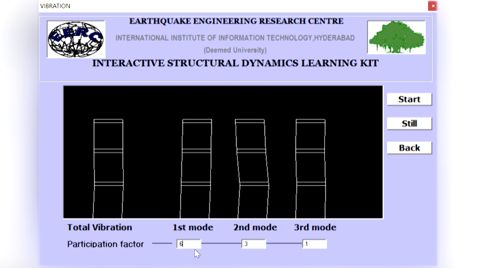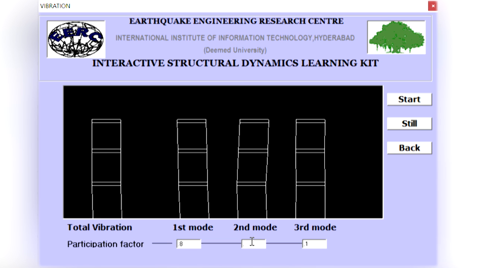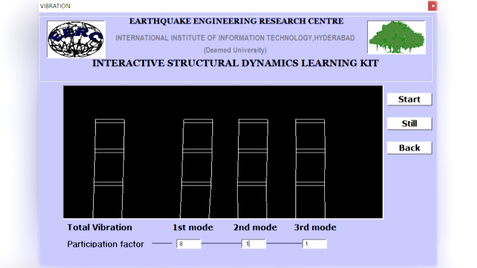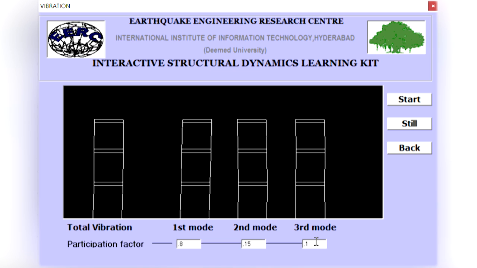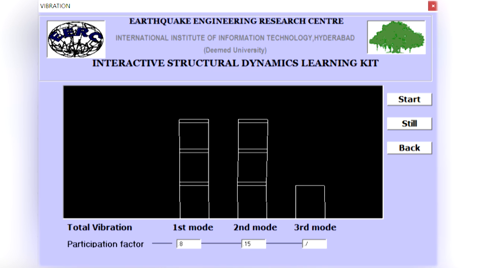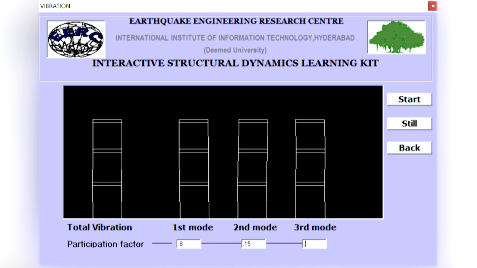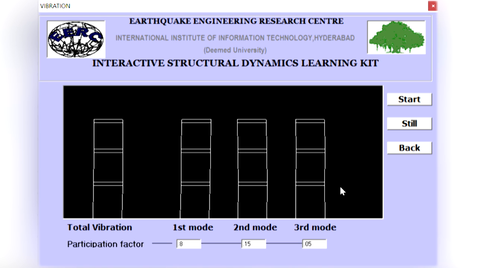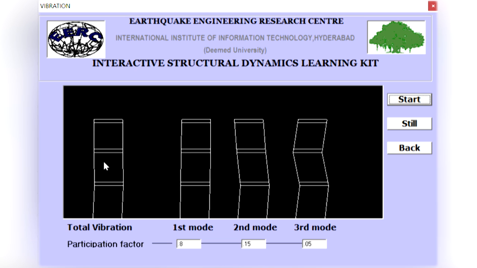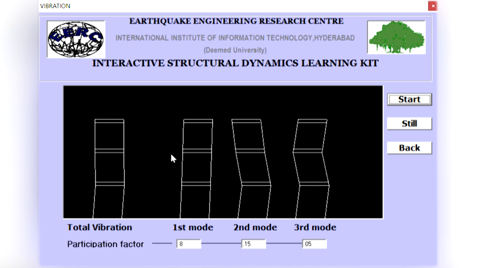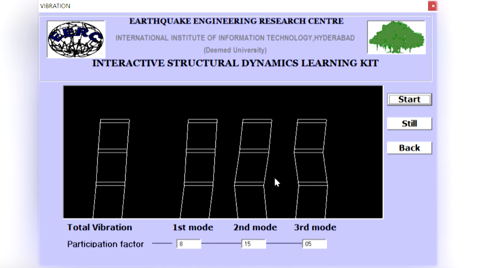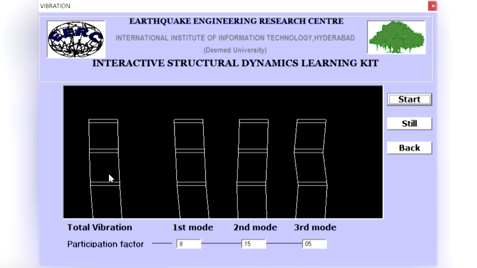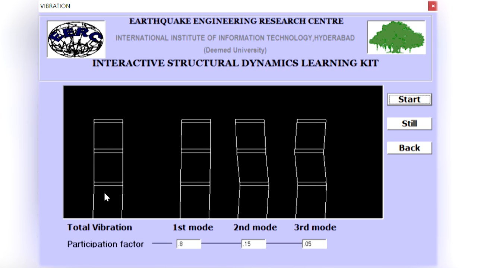Sometimes it happens that the first mode itself is the dominating one. So maybe the second mode is only 15%, that is 0.15, and the third mode is only 0.5%, that is 0.05. Now if we look at it, the first mode and the total response are almost matching, and the total response is very near to this one. Even though the second mode and third mode are present, they are less contributing or dominating the overall response.